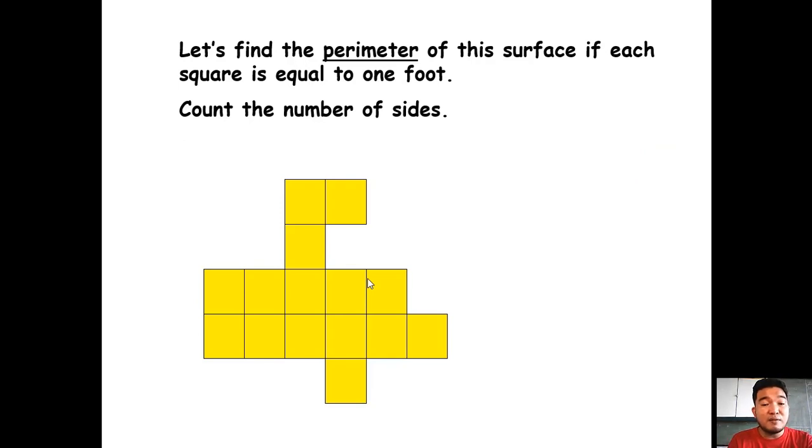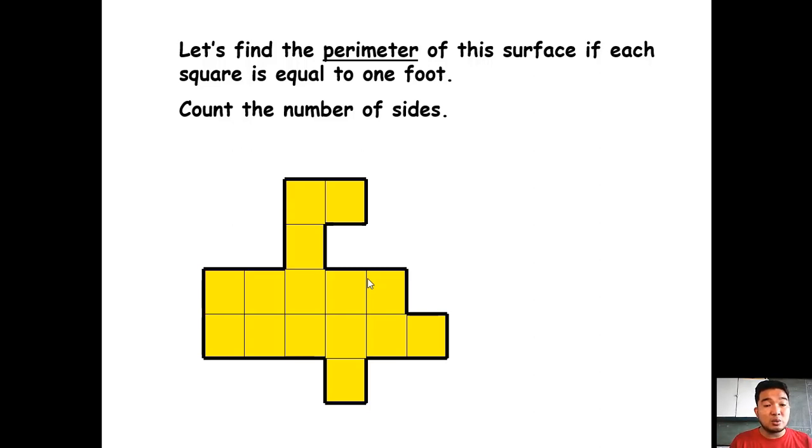Okay, let's find the perimeter of this surface if each square is equal to 1 foot. Count the number of sides. Okay, so we count the number of sides. So we have 1, 2, 3, 4, 5, 6, 7, 8, 9, 10, 11, 12, 13, 14, 15, 16, 17, 18, 19, 20, 21, 22, 23, 24. So our perimeter is 24 feet. So ang mineasure lang natin ay yung outside edge ng ating figure.